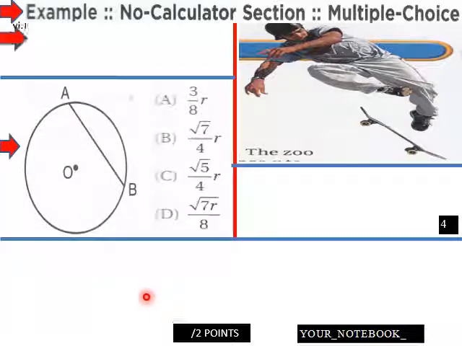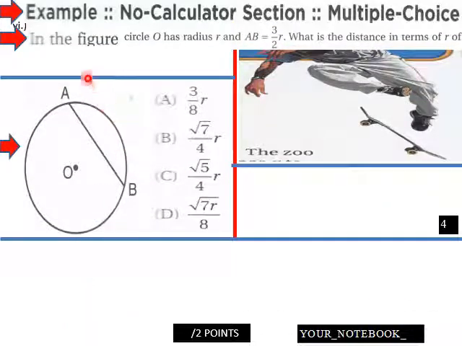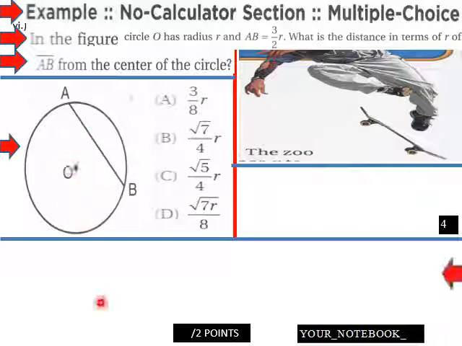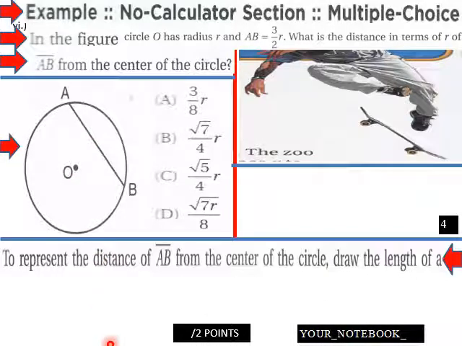So we have another situation here where we have a circle. In the figure, circle O has radius r. We have radius r that isn't seen. AB equals 3/2 r. So it's 3/2 of the radius, this chord. What is the distance, in terms of r, of AB from the center of the circle? So we want to know this distance here. How do we find that?